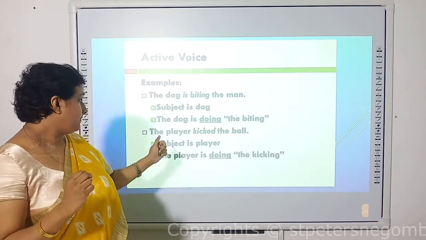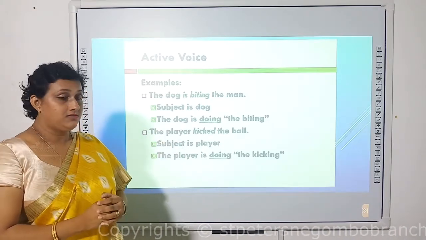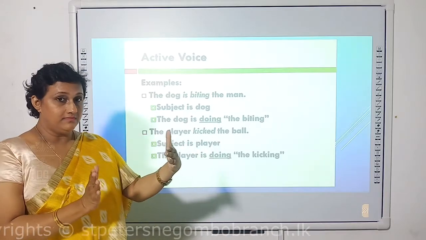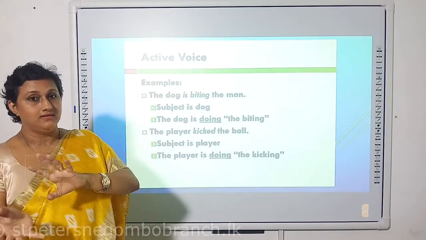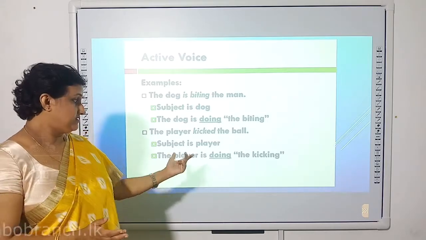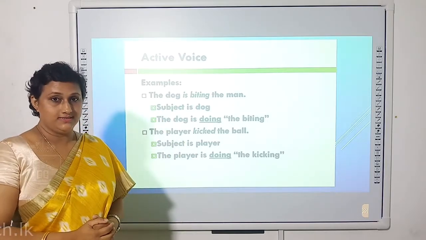Second example, the player kicked the ball. The player kicked the ball. What is the verb? Kicked. Who kicked? The player. So the player is at the initial position or at the top position. Such sentences are called active voice sentences.